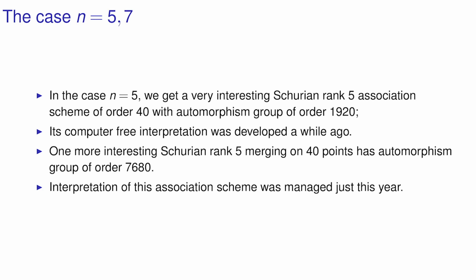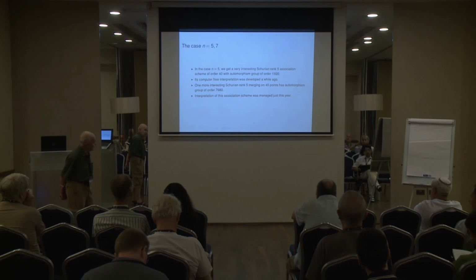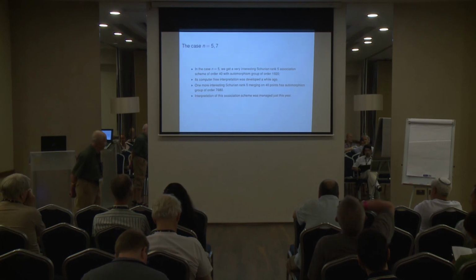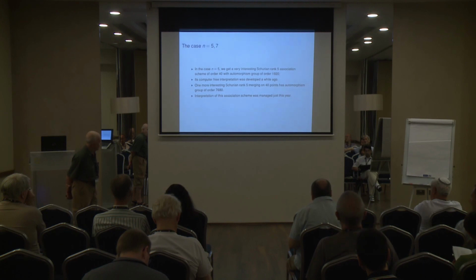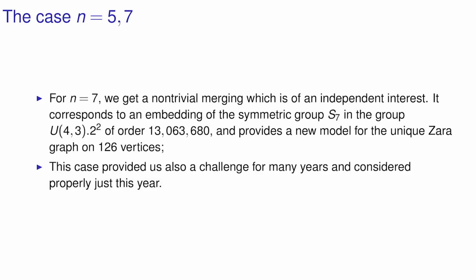In the case 5, we get a very interesting Schurian association scheme of order 40 and automorphism group of order 1920. We, a long time ago, managed to find its computer-free characterization. I will not talk about this today. But there is another also very interesting Schurian association scheme on 40 points, which has a larger group. And this object for a long while was a puzzle for us. And this object I will discuss later on for a couple of minutes.